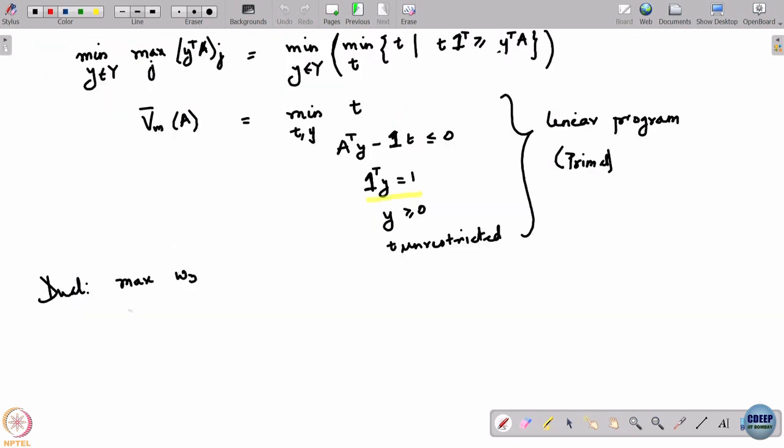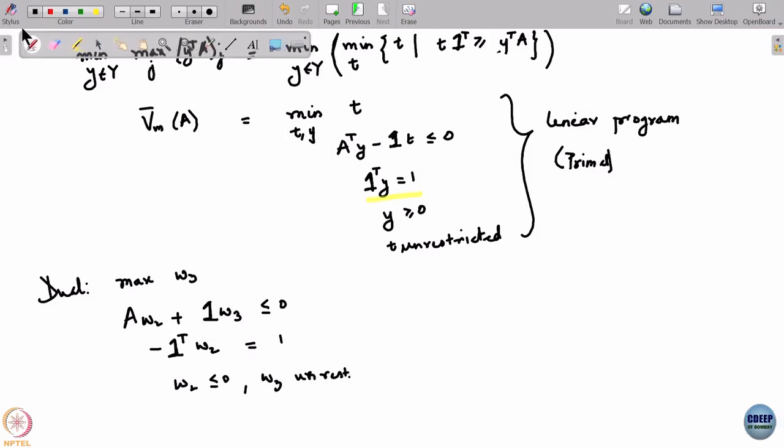So the constraints are that A times W2 plus 1 times W3 is less than or equal to 0, negative 1 transpose W2 is equal to 1, W2 is less than or equal to 0 and W3 is unrestricted. Now, all I need to do is a small change of variables. Let's denote W3 by W. And let Z equal to minus W2.